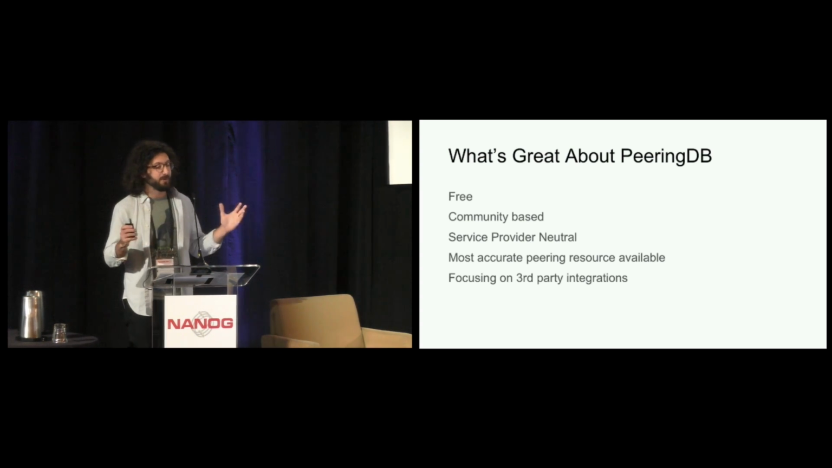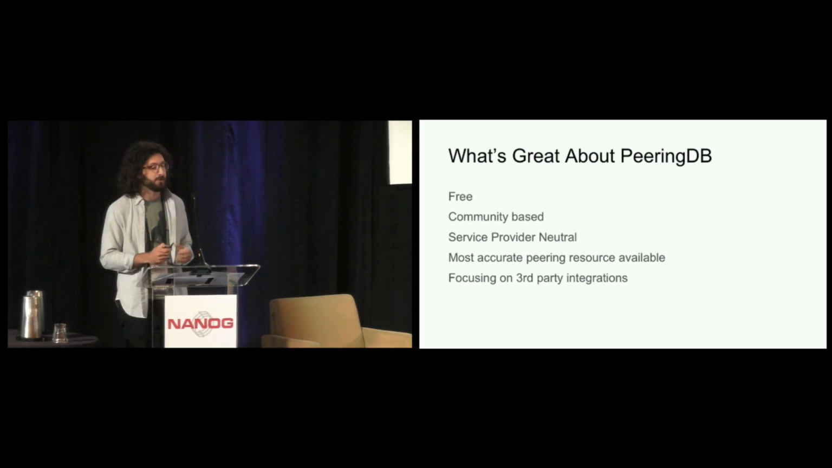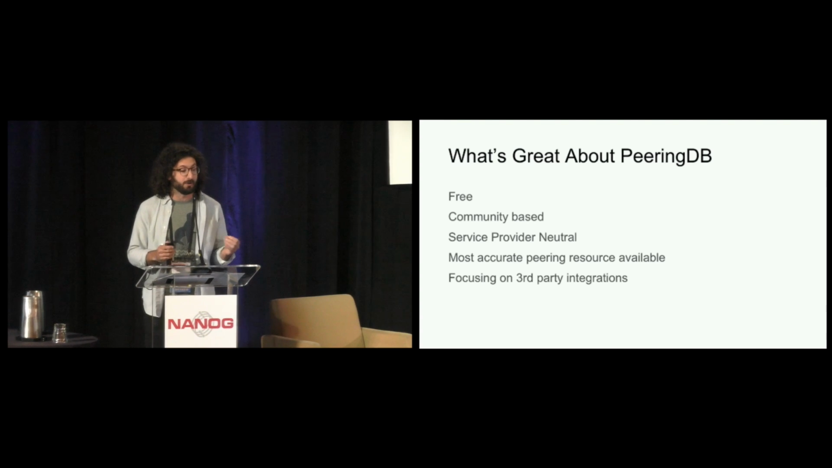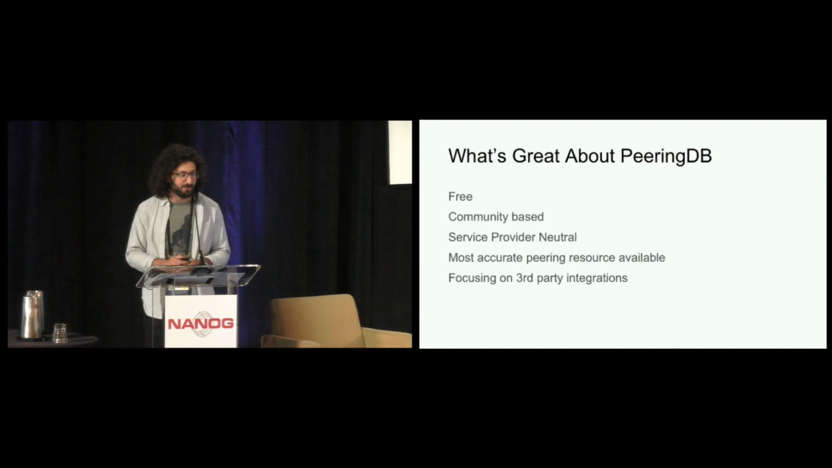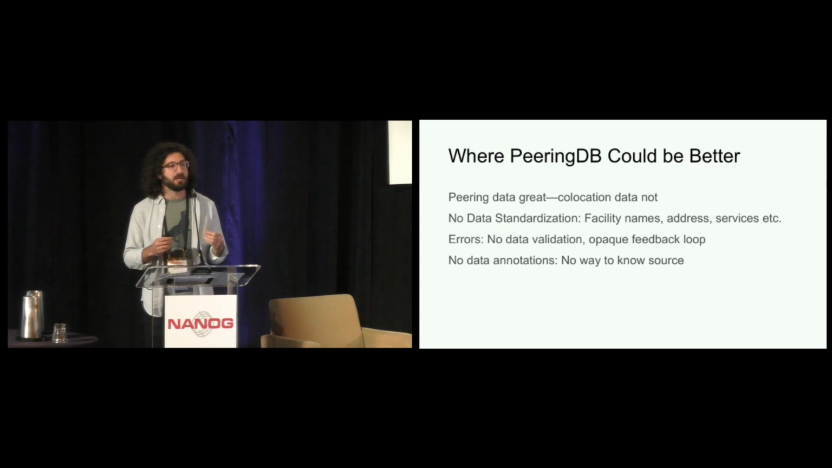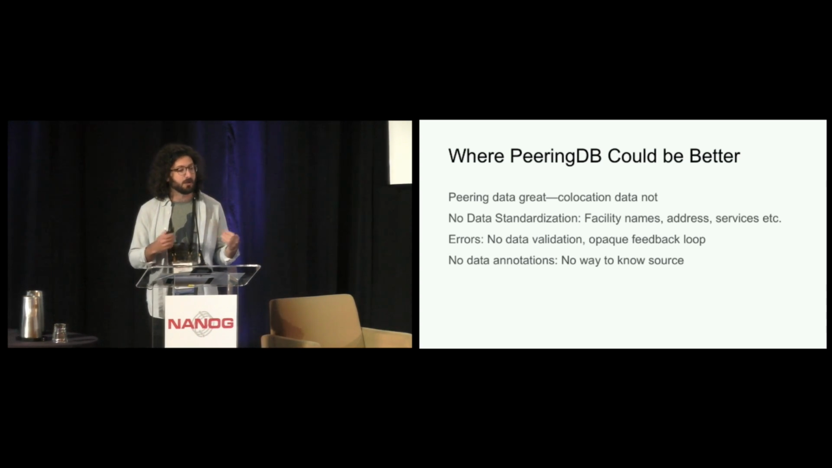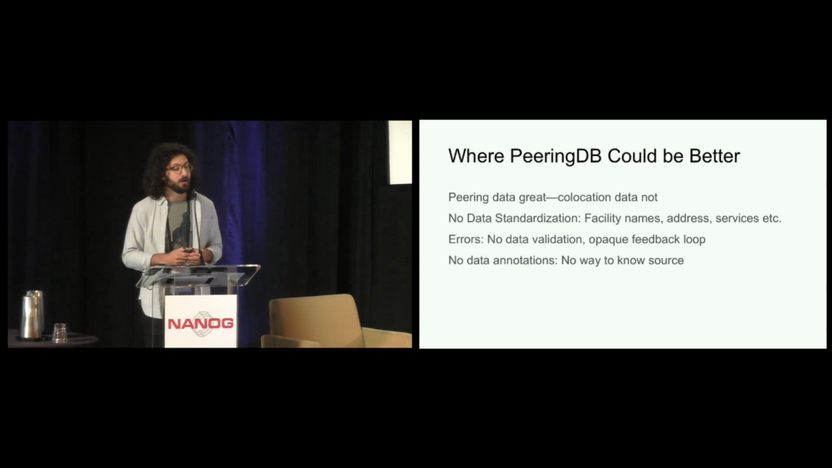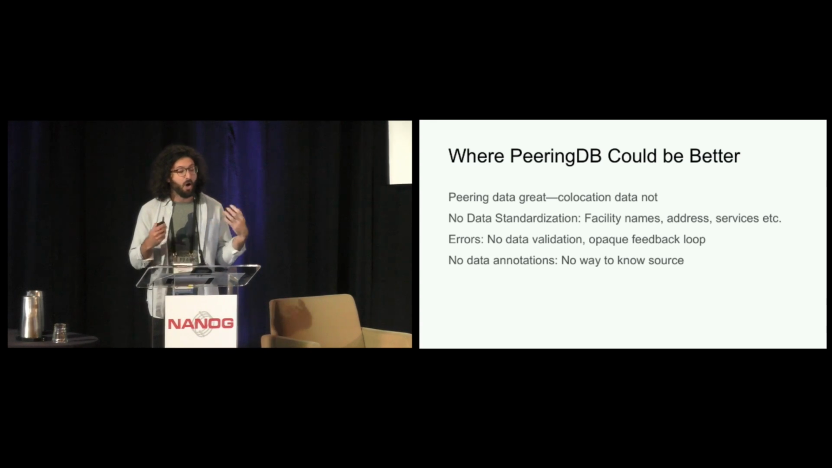PeeringDB. PeeringDB is fantastic. It's free, it's community-based, it's service provider neutral, and it's currently the most accurate peering resource available. And like Aaron was saying, they're focusing on some third-party integrations, and we're one of them. But there are obviously places where PeeringDB and really just data in this space could be better. PeeringDB, for example, their peering information is great, but their facility and colocation information isn't as current. So there's no data standardization, which means facility names, addresses, and services offered at those facilities are mismatched.